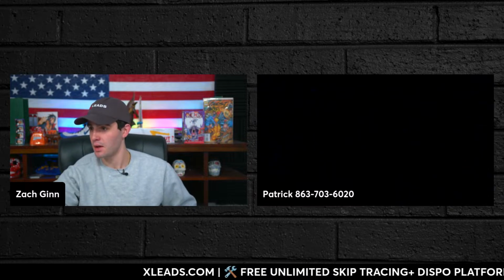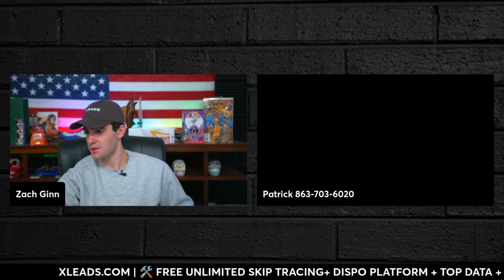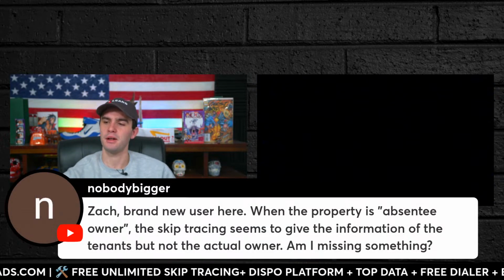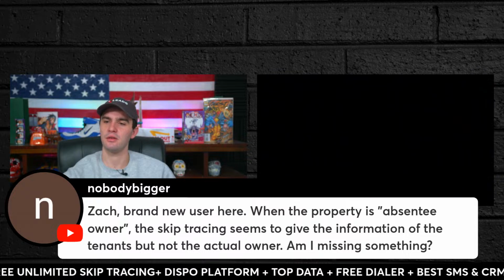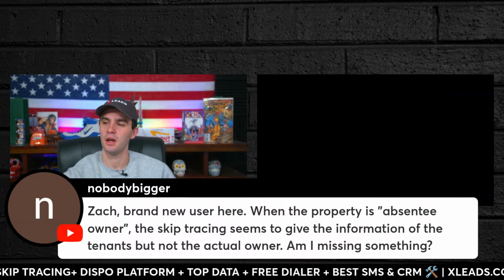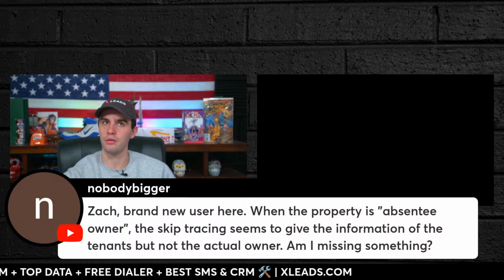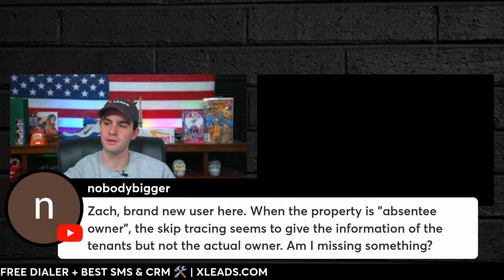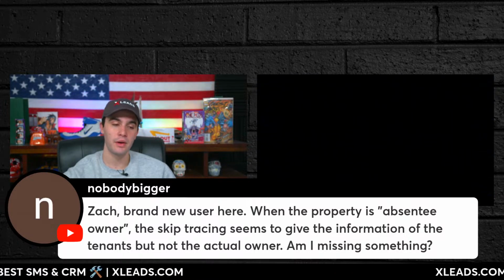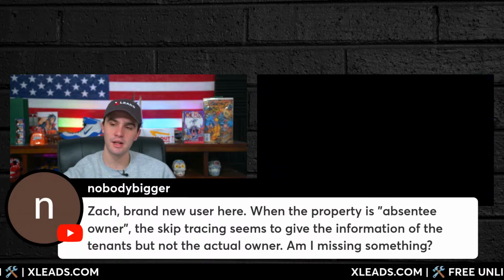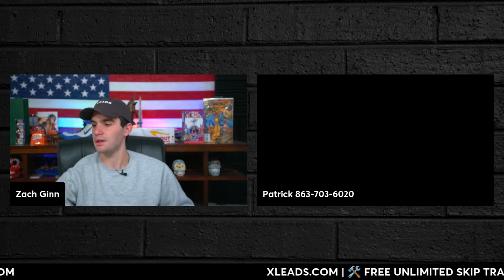All right. While you're doing that, let me answer some questions here. Zach, brand new user here: when the property's absentee owner, the skip trace needs to give misinformation. I don't think it would be. If it's tagged absentee, it's going to go over the owner, so it'll probably have multiple ones. Try to export. If you export that lead versus what you see on the screen, it might be a little different. So try that.